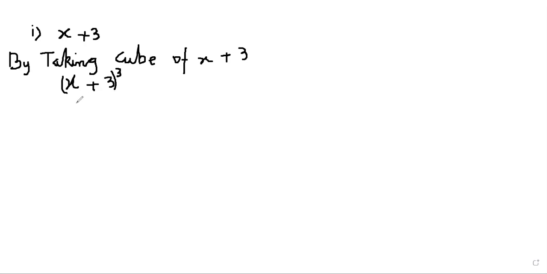As we know, according to the identity, a plus b whole cube is equal to a cube plus b cube plus 3ab into a plus b.